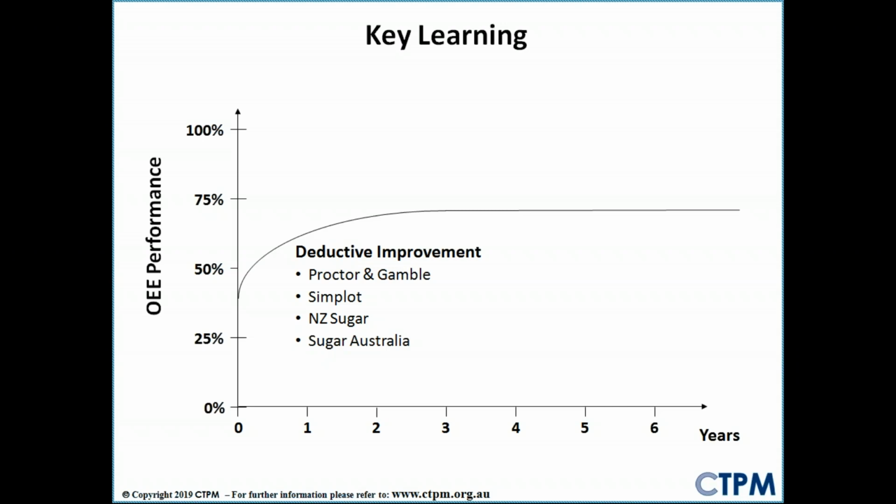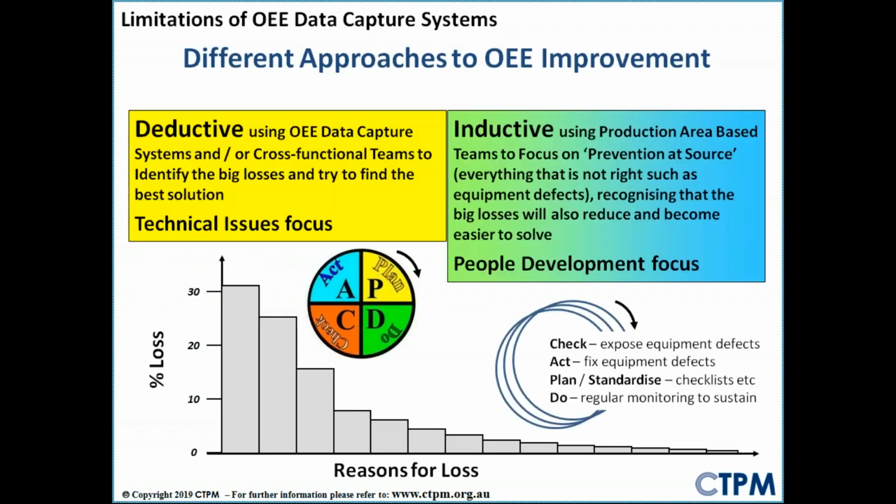So we then have to start thinking about, well, what was the answer? What did Procter & Gamble learn? Well, they learned they had to take a different approach. They didn't want to stop doing their deductive, always keep doing deductive, but they needed a different approach. And this is what we call the inductive approach to improvement, using production area-based teams to focus on what we call prevention at source activity.